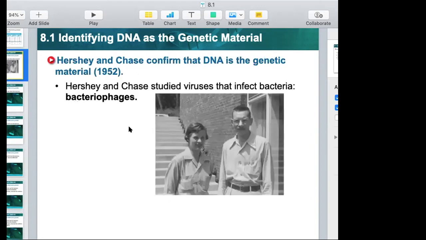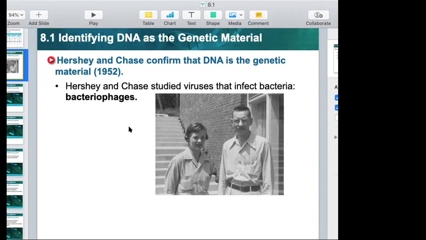A few other people came along after, about 20, 30 years later, 1952. Hershey and Chase. They confirmed that DNA is genetic material. So all these experiments before Hershey and Chase had pretty good evidence, but they still couldn't say 100% for sure that this was DNA that's being transferred. But Hershey and Chase were the ones who actually could confirm it.